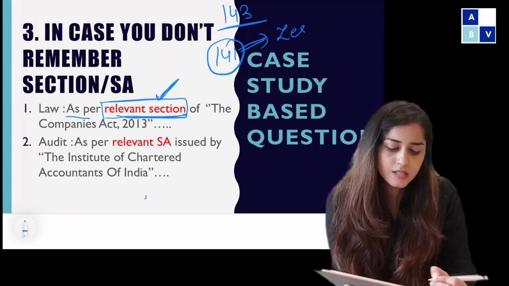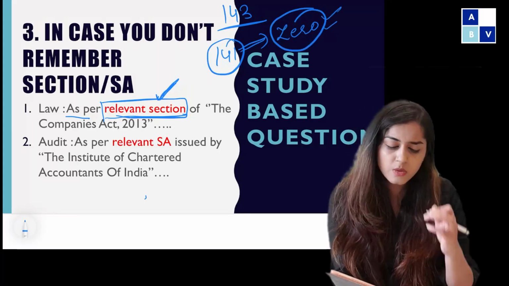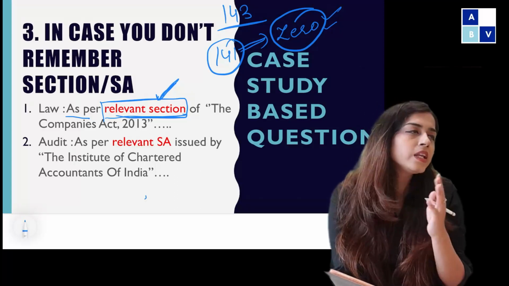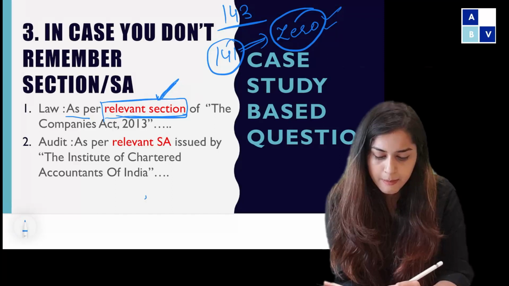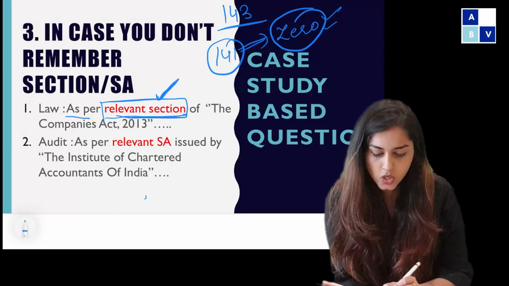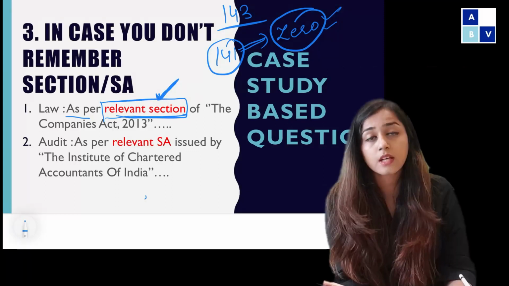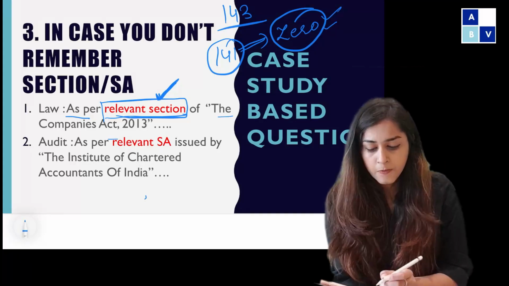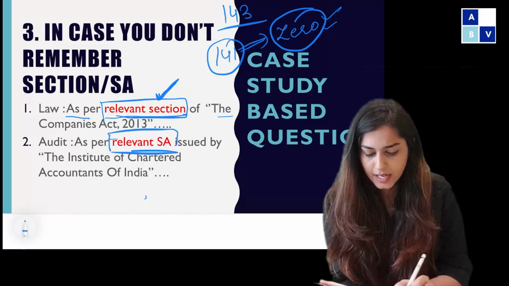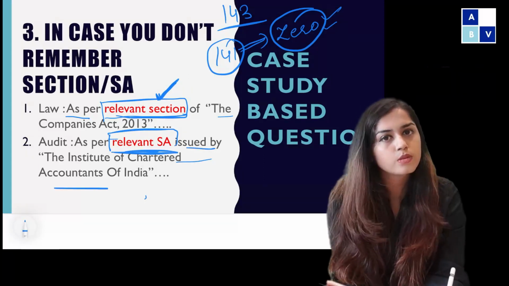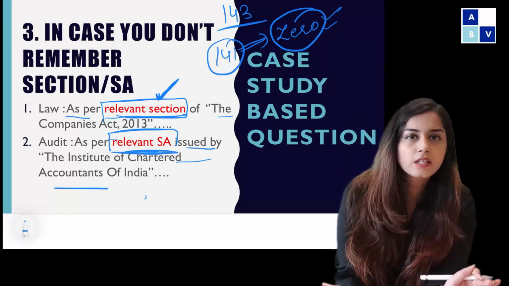Unless the examiner is way too good, you will get the 0 marks. You will get your marks reduced at any cost. You can't fight for it. But in case you remember the section, the relevant section of the Companies Act 2013, or if you don't remember the SA, then you have to write the relevant SA issued by the Institute of Chartered Accountants of India. You have to state it. This is mandatory.